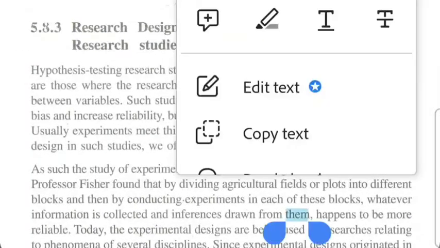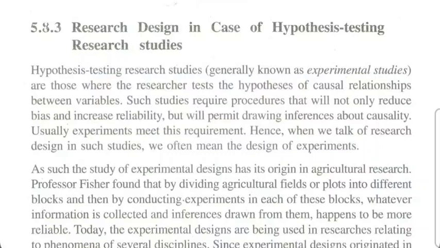5.3 Research Design in Case of Hypothesis Testing Research Studies. Hypothesis testing research studies, generally known as experimental studies, are those where the researcher tests the hypotheses of causal relationships between variables. Such studies require procedures that will not only reduce bias and increase reliability, but will permit drawing inferences about causality. Usually, experiments meet this requirement. Hence, when we talk of research design in such studies, we often mean the design of experiments.